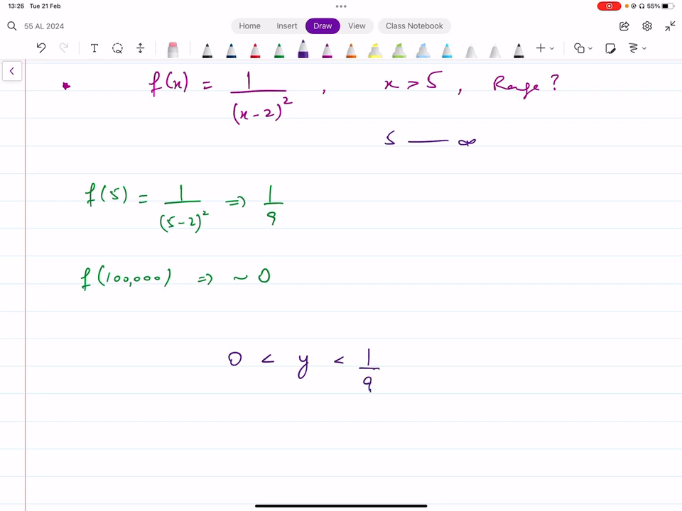Now you need to think about whether we should put equality signs with 1 over 9 or 0, or we should not do that. What do you think? Will the equality sign come with 1 over 9? It will not come with 1 over 9 because it corresponds to 5. 5 was not part of the domain, so 1 over 9 is also not going to be part of the range. So we won't put it with 1 over 9. What about 0? Should we have an equality sign with the 0 here? Why not?